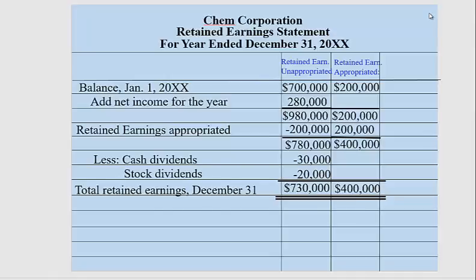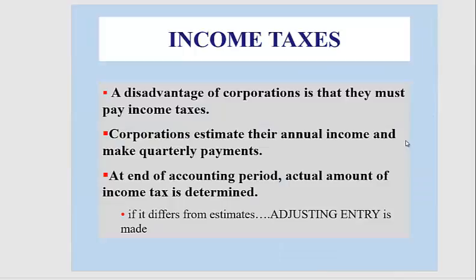The last thing we need to look at are income taxes. One of the disadvantages of being a corporation is that a corporation has to pay its own income taxes, whereas sole proprietorships and partnerships do not. Their income is passed on to the owners. But a corporation is a separate entity from its owners, so it has to pay its own income taxes.